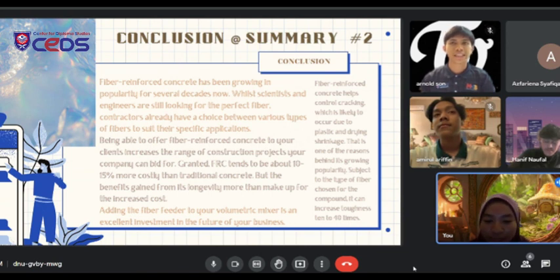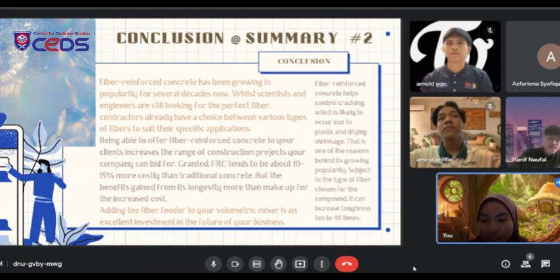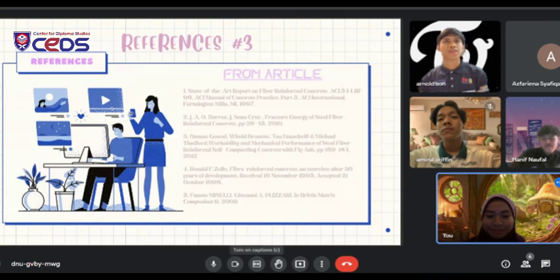FRC concrete helps control cracking, which is likely to occur due to plastic and drying shrinkage. That is one of the reasons behind its growing popularity. Subject to the type of fiber chosen for the compound, it can increase toughness 10 to 15 times.